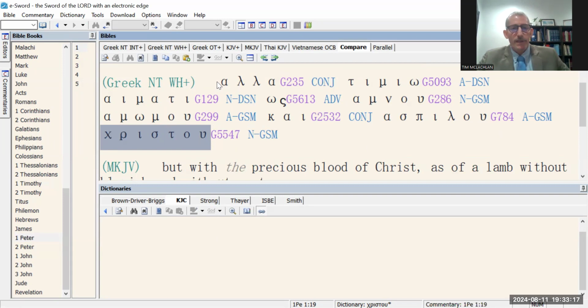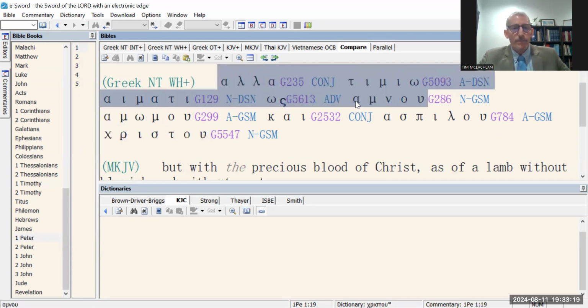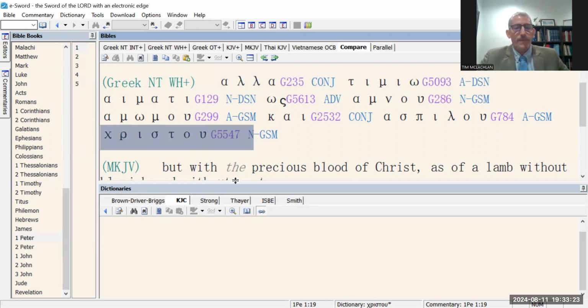Okay, so you have to see that again. But by the precious blood, again, of Christ. And that's genitive, so we say of Christ. And now it's almost like it's been inserted in here to, I would say, further classify Jesus Christ, giving a further description as.